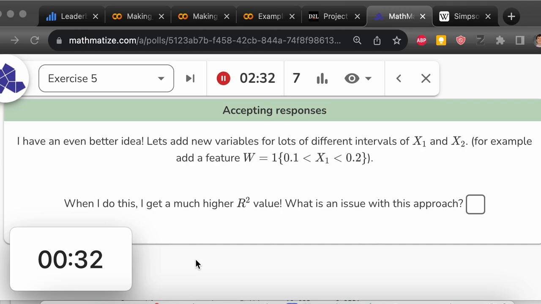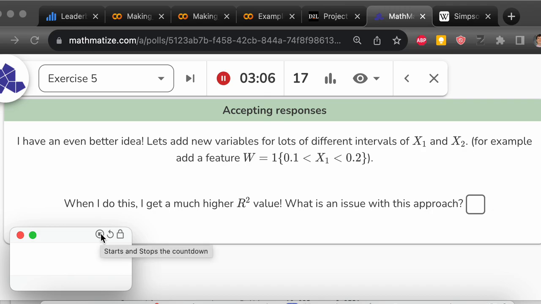Okay, 30 seconds left. Put in a guess. What is the issue with just adding in a bunch of variables? Because you can always make as many variables as you want. Nobody's stopping you. Take a look.